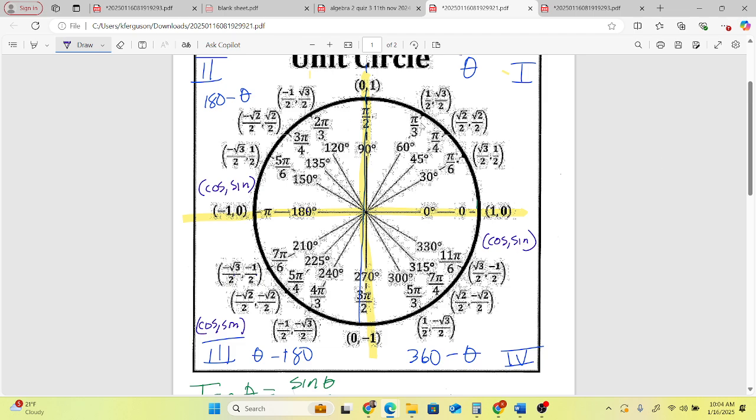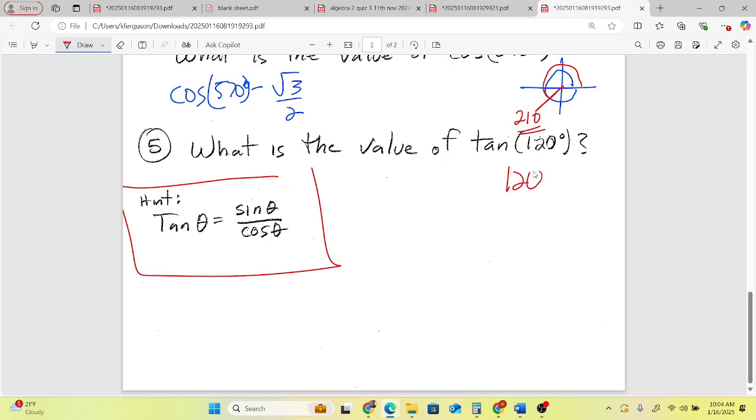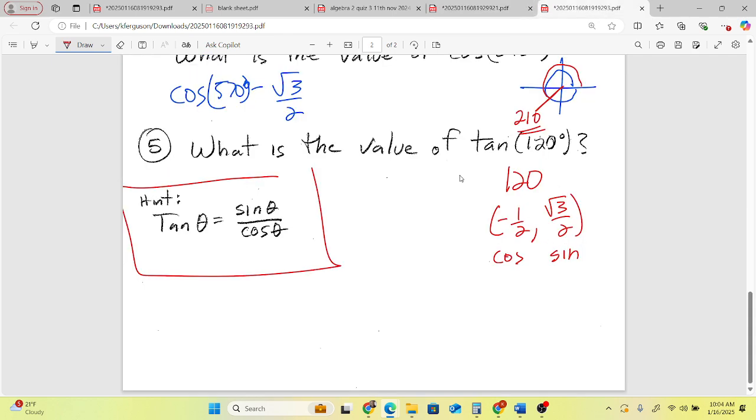So I go to 120. I'm going to write that over here. 120 is negative 1/2. Okay. So if I go to 120, I've got negative 1/2 and the square root of 3 over 2. That is the cosine and sine, right? Just make sure I got the right values. Negative 1/2, yep. Okay, so that's that. Well, what did I just tell you? I want the tangent of 120. Well, a tangent is sine divided by cosine. So that means it is the square root of 3 over 2 divided by negative 1/2.